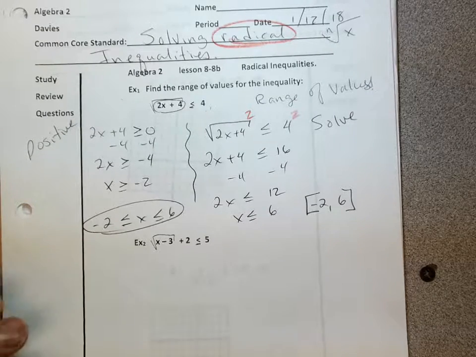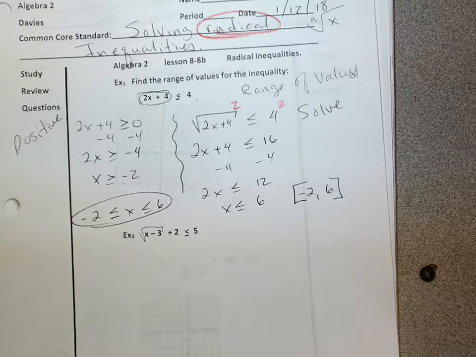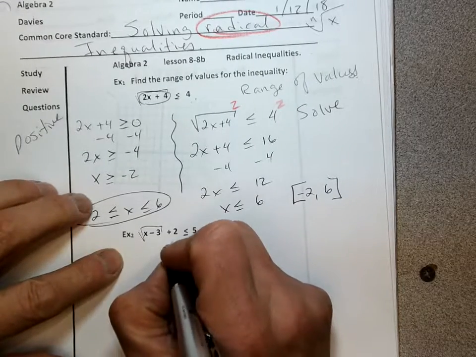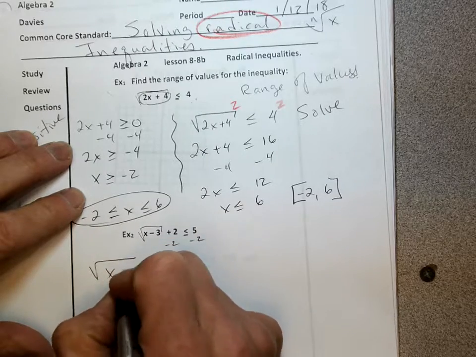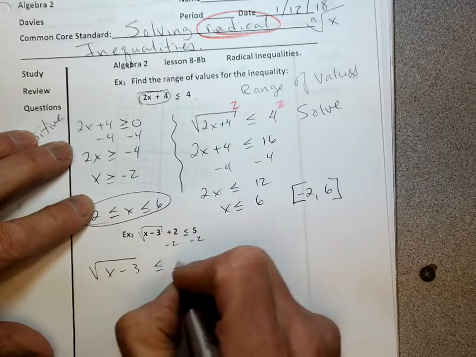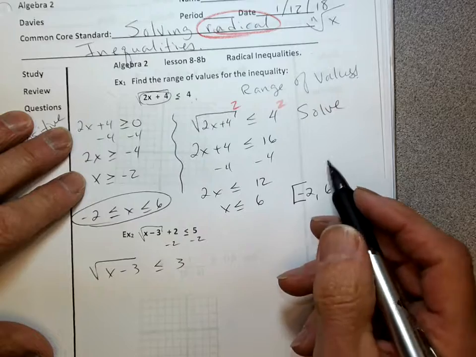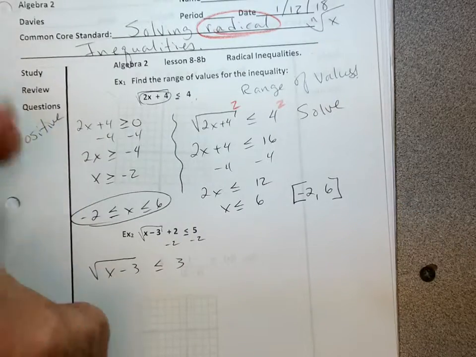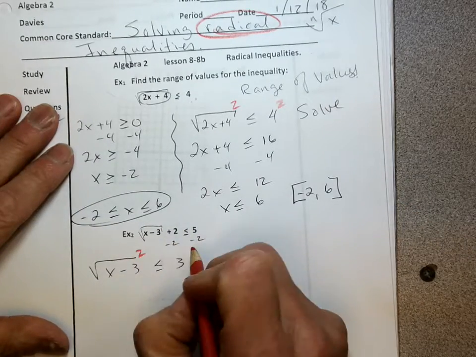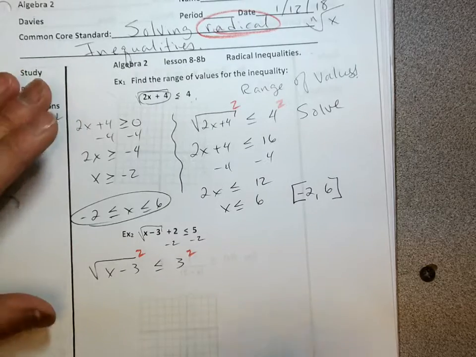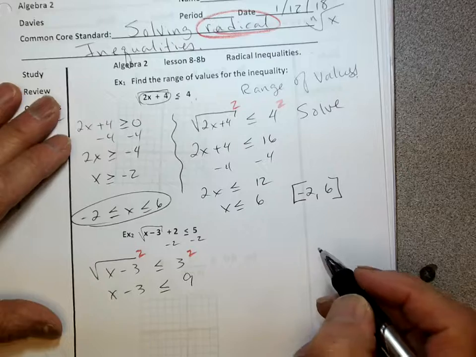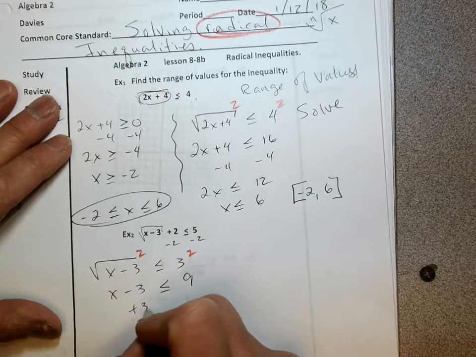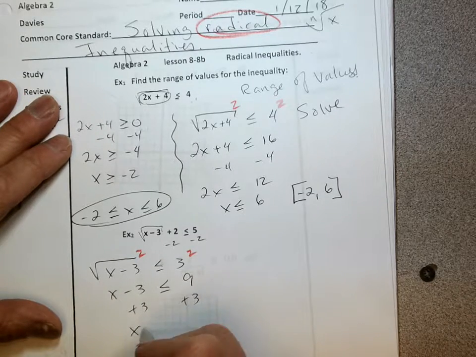Okay, example 2 is no different. Example 2 is just, we can just solve it. Go minus 2. We'll get the square root of x minus 3 is less than or equal to 3, right? Just solving it. Okay. Square both sides. x minus 3 less than or equal to 9, right? Plus 3, we get x is less than or equal to 12.